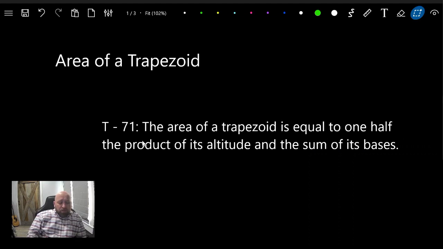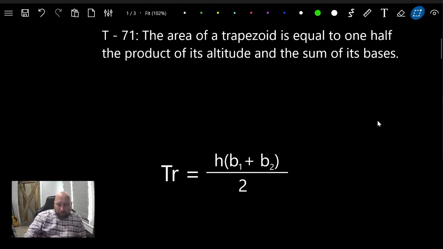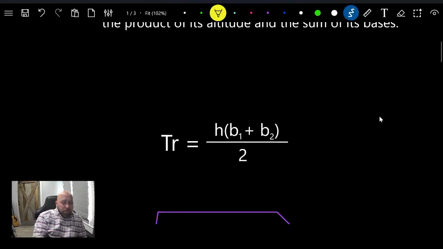Theorem 71 says the area of a trapezoid is equal to half the product of its altitude and the sum of its bases. So what does that look like? That looks like this right here. So here's the area formula for a trapezoid. You have TR, trapezoid, and then you have the H right there. That's the height or the altitude.